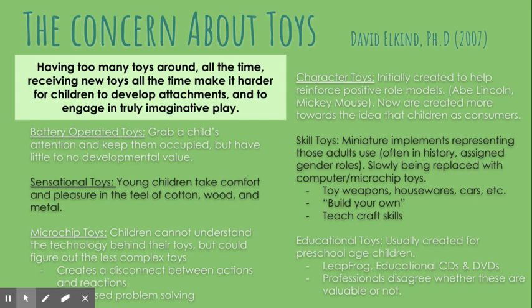Now, skills toys. Skills toys are miniature implements representing those that adults use. So for example, the list down below says toy weapons, housewares, cars, etc. My daughter has a play cleaning set, so a broom and a mop. Toy model cars and the Easy Bake Oven would be considered skills toys. When I said Hot Wheels, that was incorrect. I mean like a remote control car.